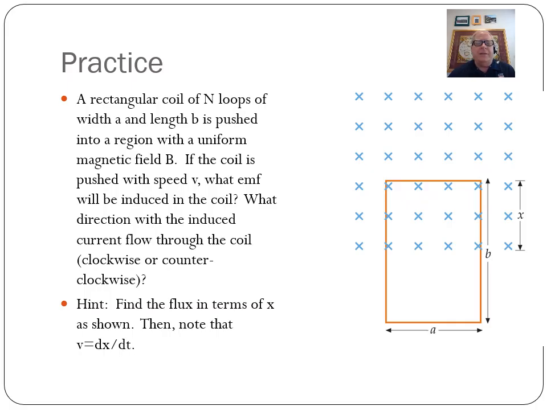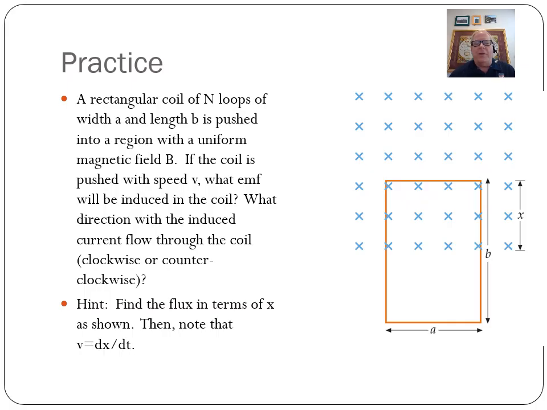But dx/dt is a constant. It's saying we're pushing with a constant speed v. And so what you end up with is A times B, the magnetic field strength, times v, where v is the speed. And that's a general formula that you can use to figure out these motional EMFs. That gives you the rate of change of flux, which should be equal to the EMF.